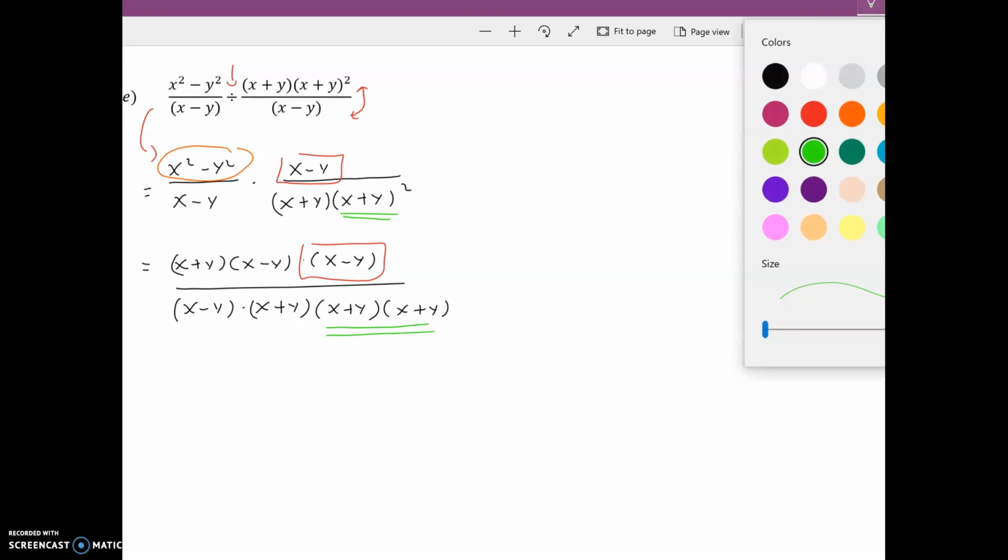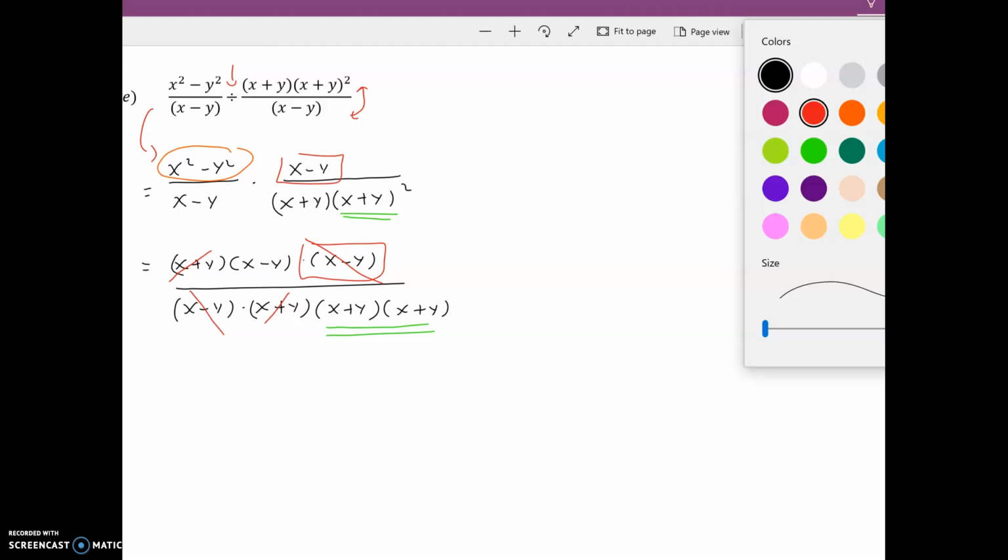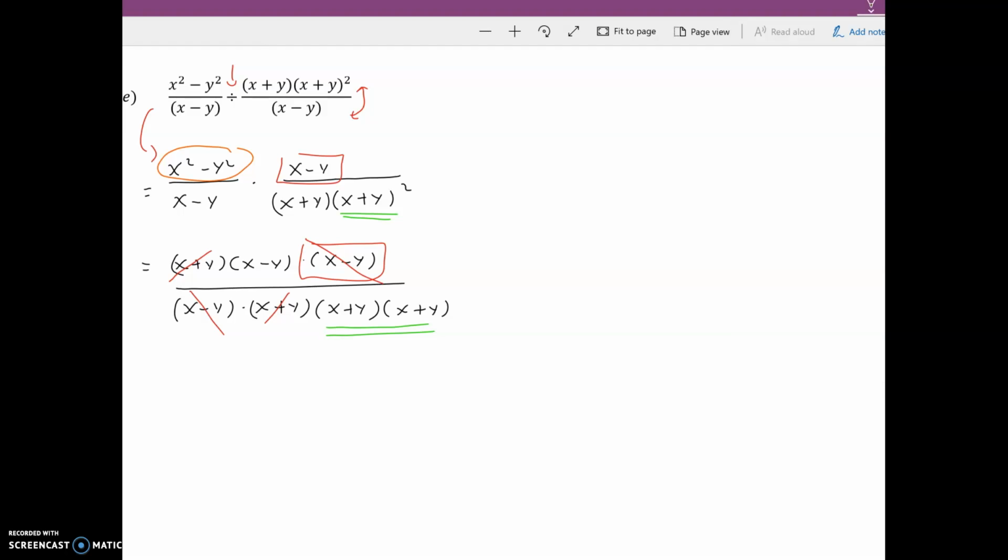Now, once your fraction is completely factored out, you start canceling common factors. For example, you can only cancel this x plus y with another x plus y at the bottom. And if you have an x minus y, like this one, you can cancel it with that one. For this particular problem, we run out of common factors. So the only term that doesn't cancel on the top is your x minus y.